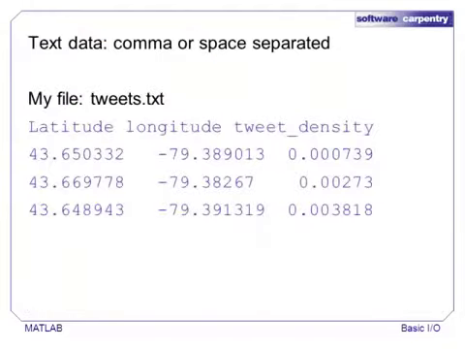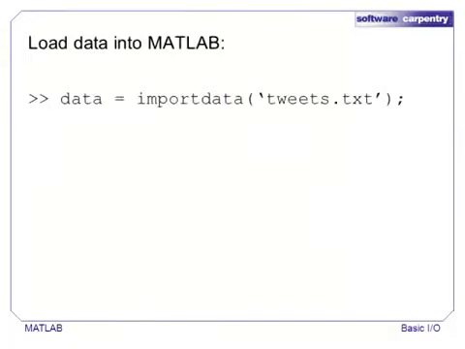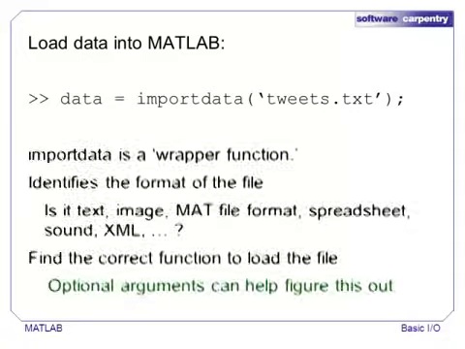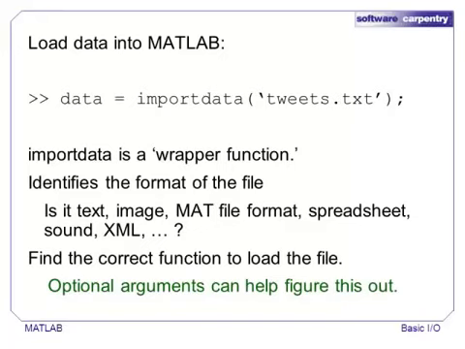Here is an example of a common file format. Each row of this file contains 3 numbers separated by a space. Text files are not the most efficient way to store data, but they are nice because humans can quickly check what is in the file. There are several commands that handle data from text files, but the most flexible is the command importdata. Importdata is a wrapper function, which means its job is to figure out what format the file is using and identify the correct function to read the data.